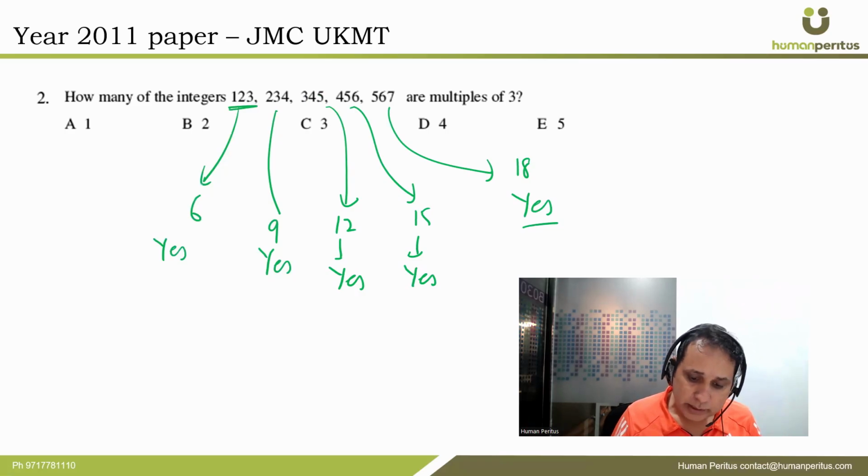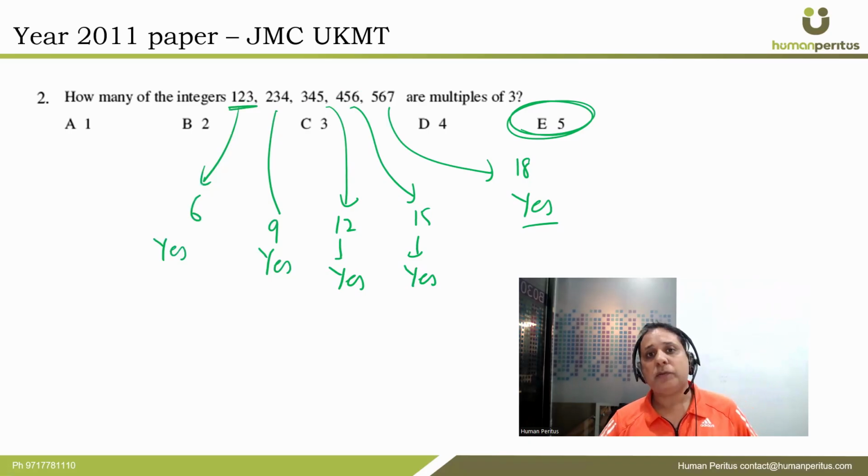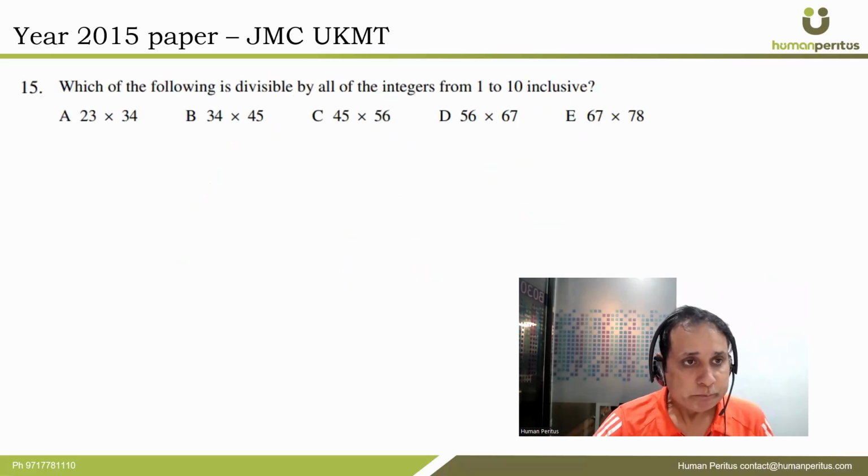So guys, how many of them are multiples of 3? I think all of them are, right? All of them. So 1, 2, 3, 4, 5. So the answer should be E because all of them are multiples of 3. Let me also check the answer. Yes, this is correct. All of them are multiples of 3. Okay, great. Okay, next one.